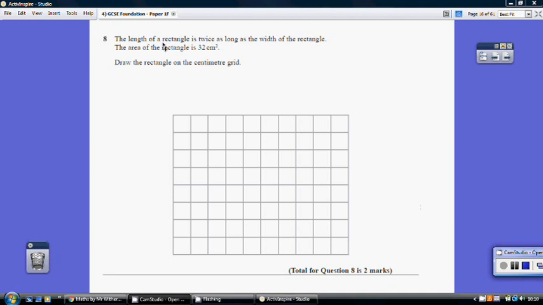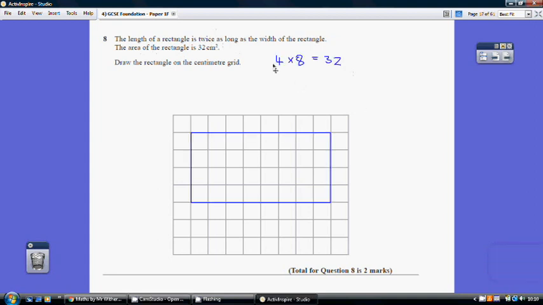Question 8. The length of a rectangle is twice as long as the width of a rectangle and the area is 32. Draw the rectangle. So we've got to think of two numbers that multiply together make 32, one of which is twice as big as the other, because how do you work out an area? It is base times height. So what two numbers multiply together to make 32 where one of them is twice as big? Well, that's going to be 8 times 4, or 4 times 8. So there we go. We've got the length being twice as long as the width.